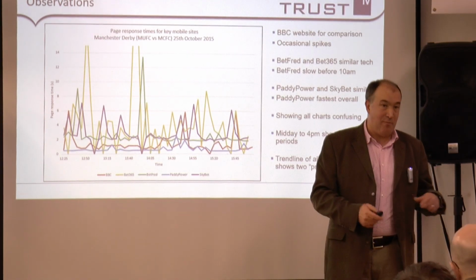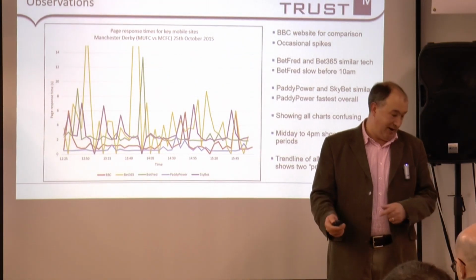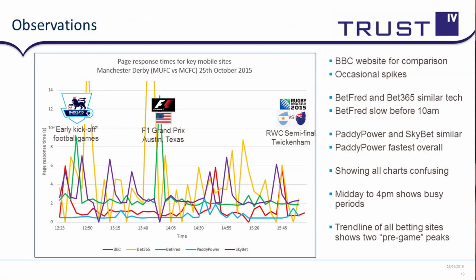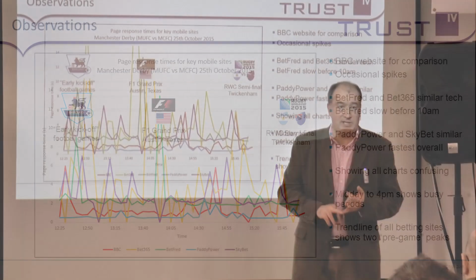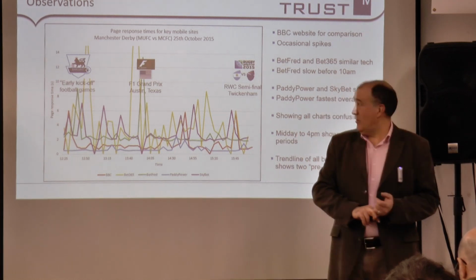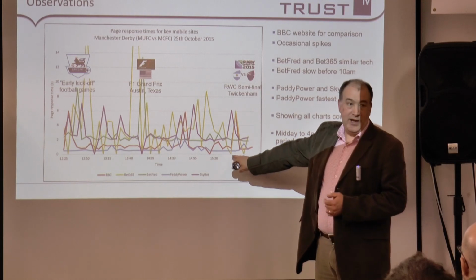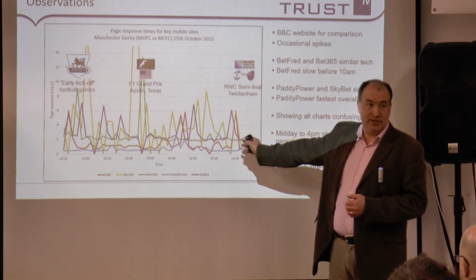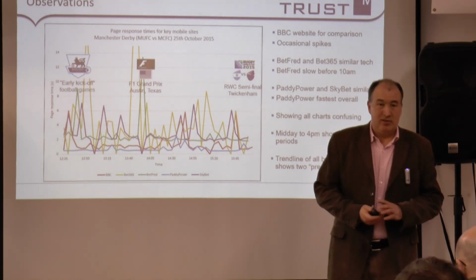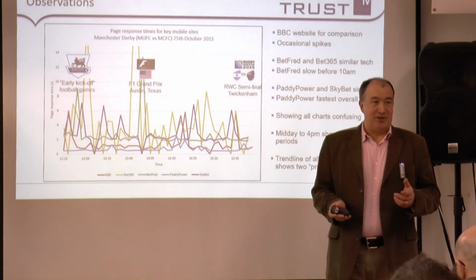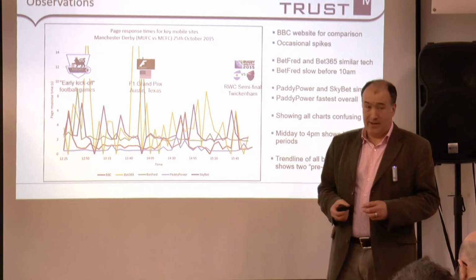But then we decided to overlay big sporting events from around the country and around the world, and we saw that this slowdown at the start could quite feasibly have been the early kick-off football games at the start of the day. This spike here on Betfred, Bet365 coincides with the start of the Formula 1 Grand Prix, the American one in Texas. And then this spike is bang on when the World Cup kick-off happened at Twickenham, Rugby World Cup.